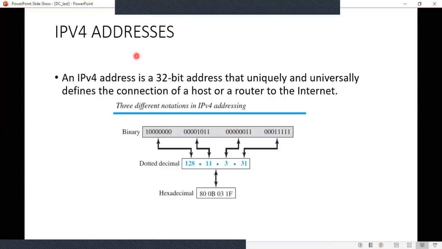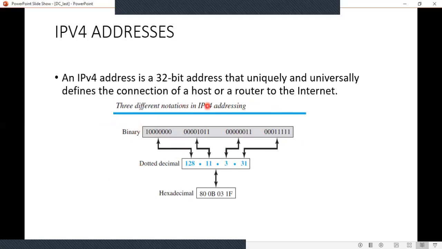IPv4 is nothing but Internet Protocol version 4. It is a 32-bit address that uniquely and universally defines the connection of a device, that is either a computer or a router. We call it a host. You are connecting the host to the internet, and the length is 32 bits. All devices connected to the internet using IPv4 should have a unique address without ambiguity or conflict.